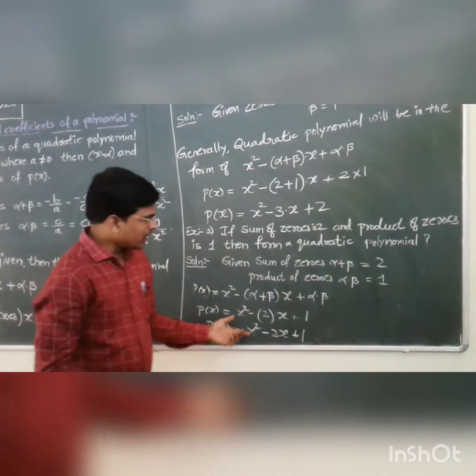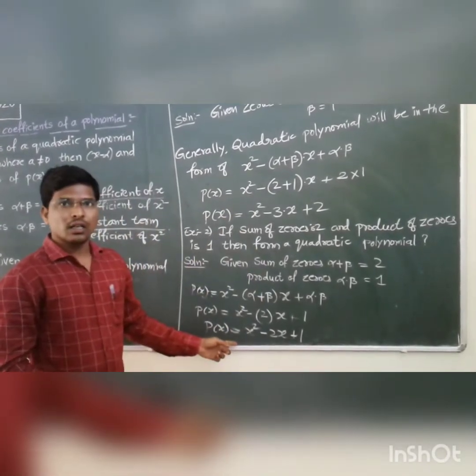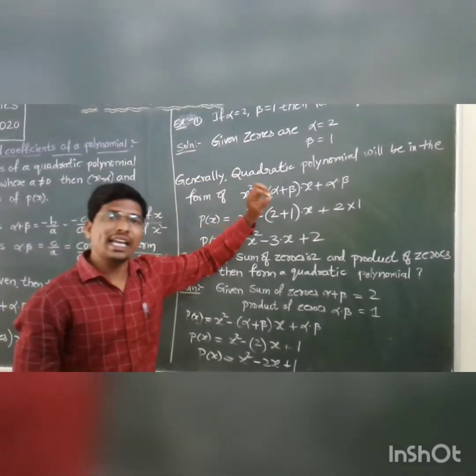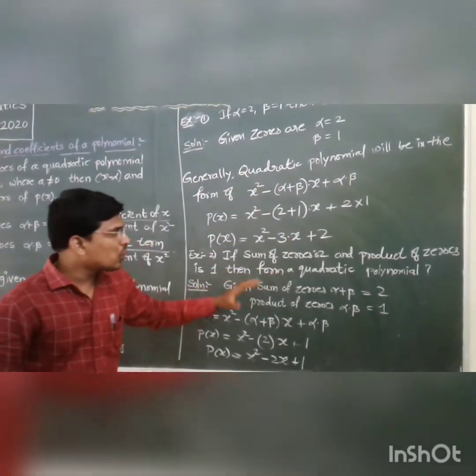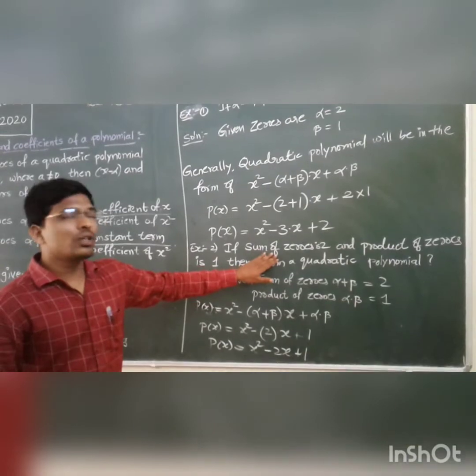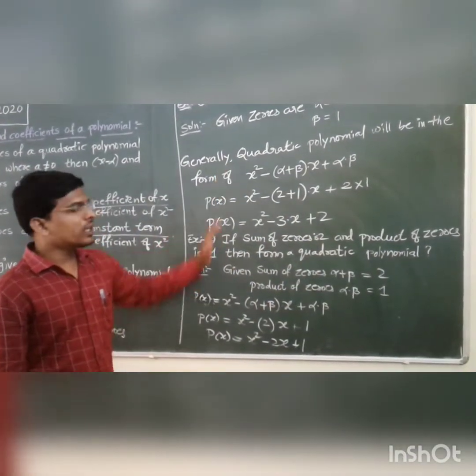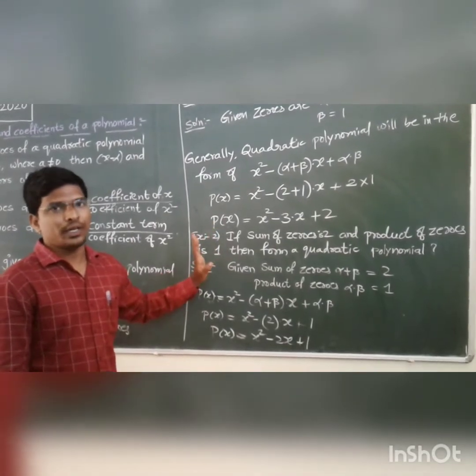See, if you observe here, both are different answers. The earlier question was about when the zeros are given individually, and this question is about the sum of zeros and product of zeros given combinedly. In both cases the solution will be different.